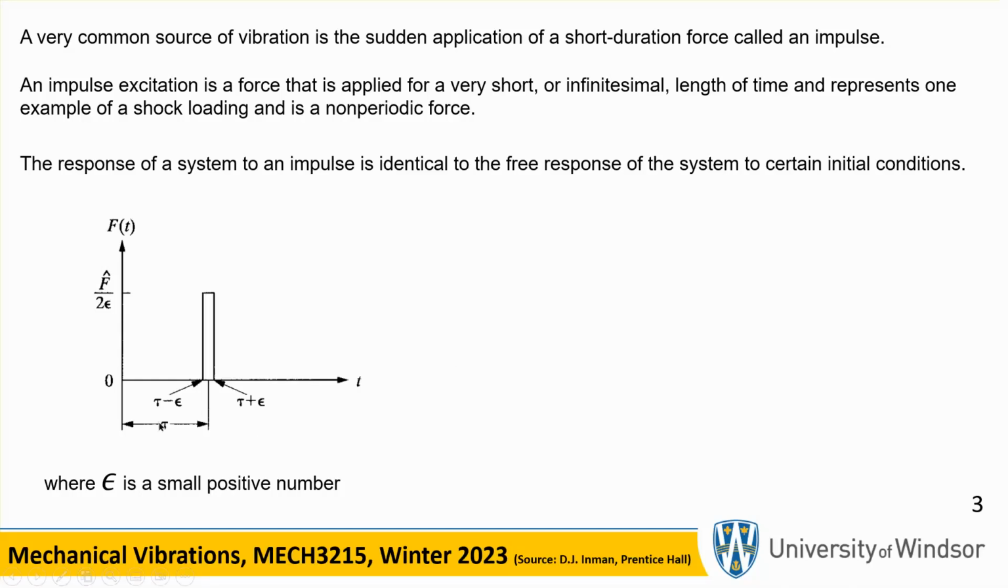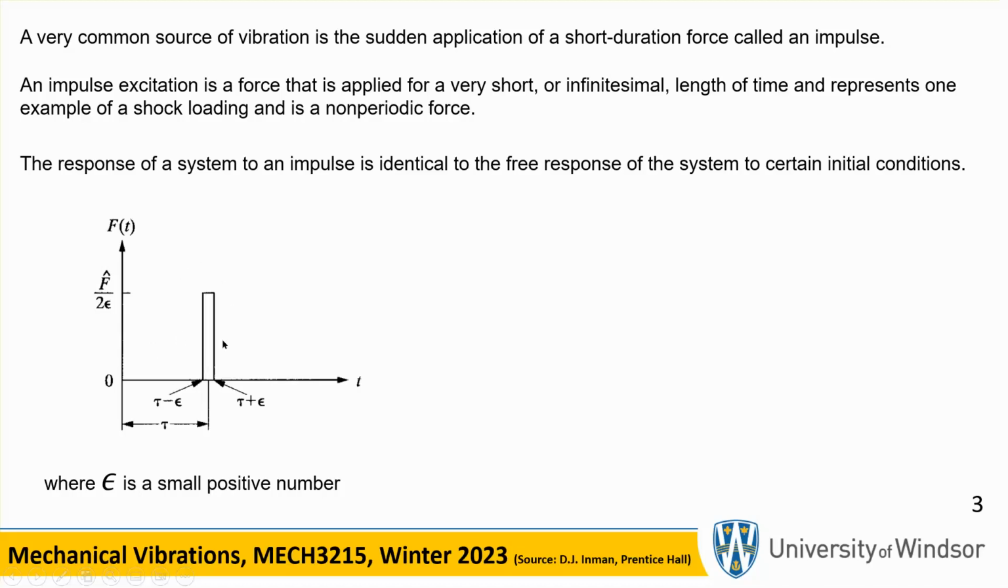In any event, we're going to look at the function that is defined at tau, okay, with a small neighborhood around it. So let's call this interval 2 epsilon. You can see that. And let's think about the height of this function being f hat divided by 2 epsilon, okay? So an impulse function to begin with, we can think about it like that.